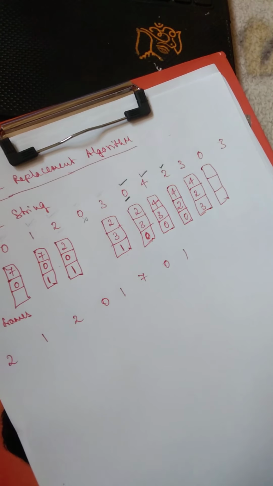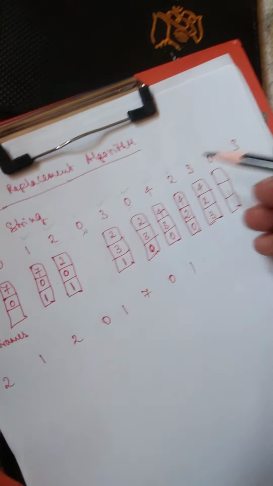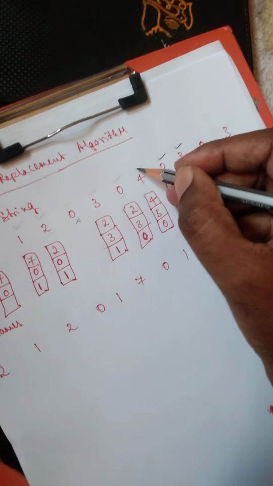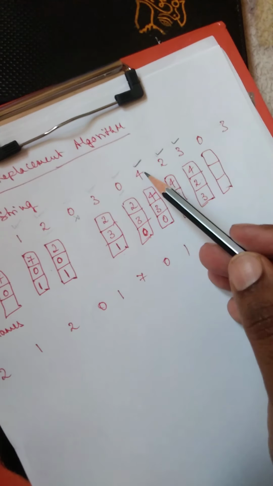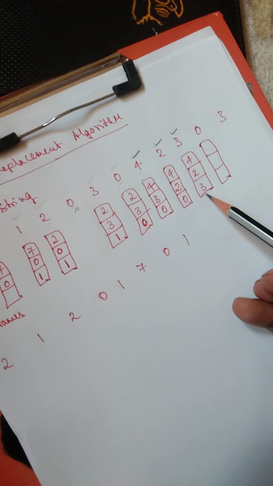So similarly what we do is we erase all the pencil marks over here. After erasing the pencil marks, I'll analyze the values 4, 2, 3. 3 is used over here, 2 is used over here, 4 is used over here. When I compare this 4, 2 and 3, 4 is the frame which has come first into the page table.